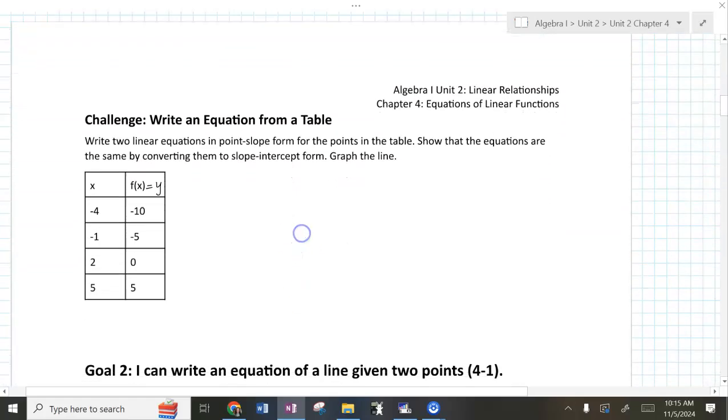Finally, let's try a challenge problem together. It says write 2 linear equations in point-slope form for the points in the table. Show that the equations are the same by converting them to slope-intercept form and graph the line. So we're going to write these equations in point-slope form. So we can pick any 2 points and figure out the slope.